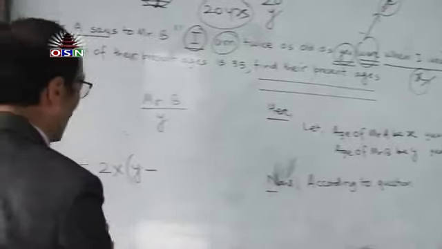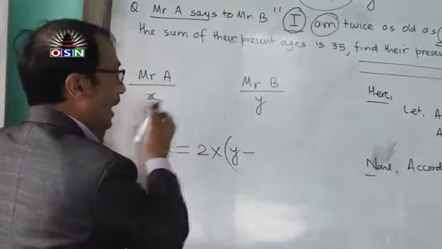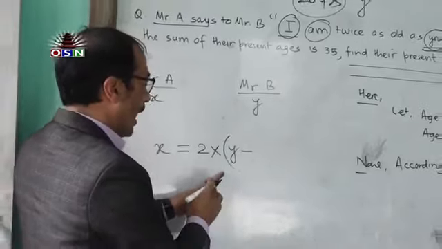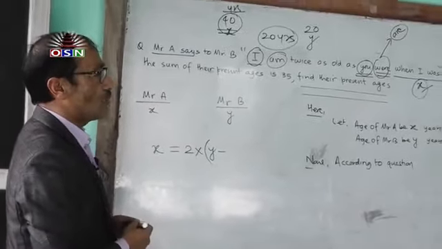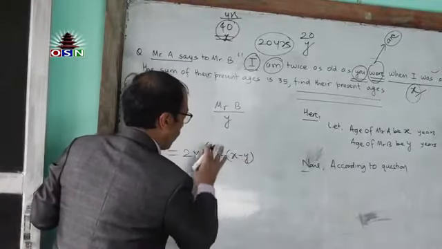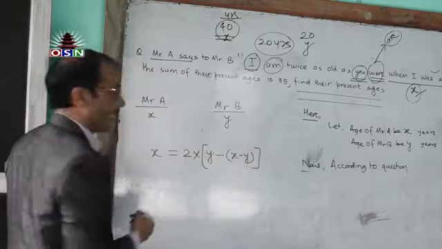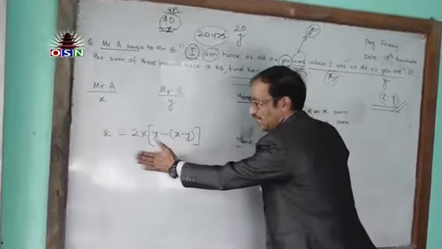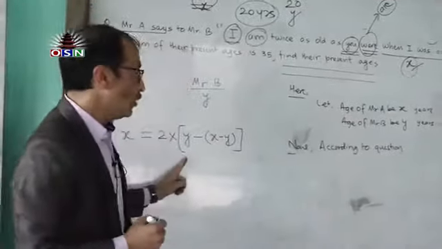So it is clear that Mr. A is saying to Mr. B, when I was as old as you are means X minus Y years before. So we are subtracting the age difference here again from Y. Okay, please. We just got a clear idea in this regard. So how this equation has been formed, you should be clear.